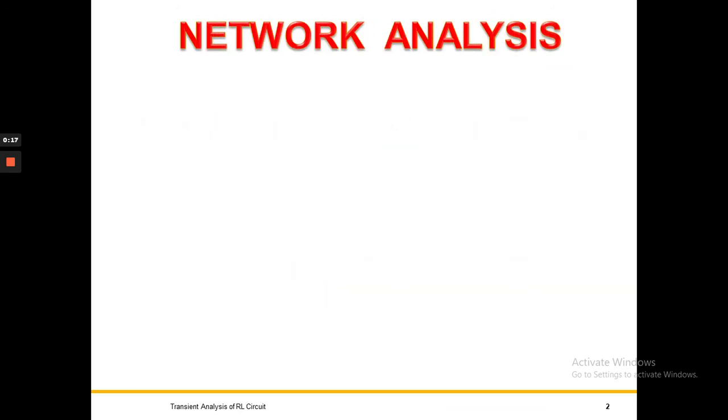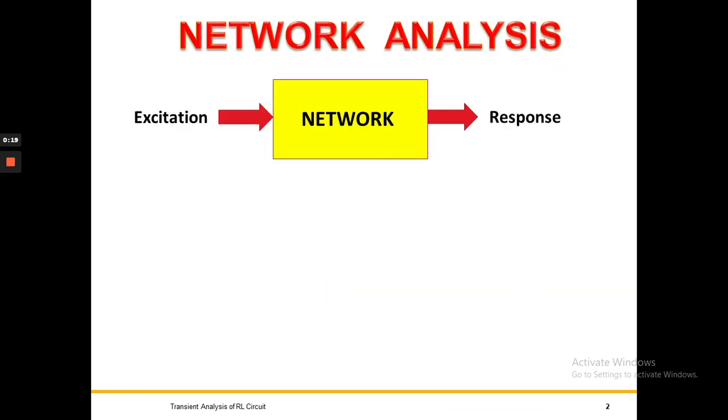Network analysis. An electrical network is a combination of passive as well as active components. To this network, we will be giving an input, an energy source, that is called the excitation. By giving an excitation to a network, you will be getting a response, actually the output. This excitation can be either DC or AC signals.